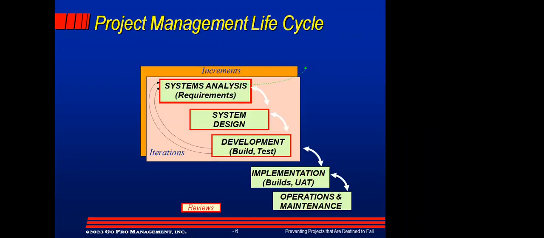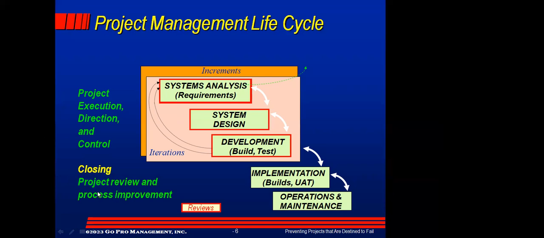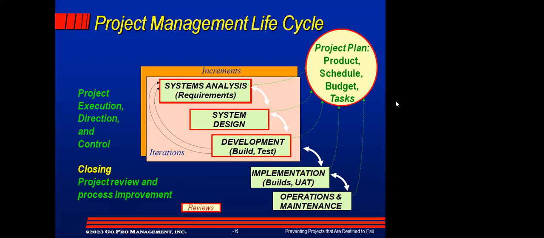So many of you are familiar with the SDLC, the system or software development lifecycle: analysis, design, development, implementation, and then operations and maintenance. And many of you are also aware that there is a corresponding project management lifecycle, the main part of which is directing and controlling the execution of the project. That's the biggest part of project management. And then at the end, there's typically post-implementation review and attempts at process improvement. So we end up defining a project, identifying what it's supposed to produce, getting a schedule and budget for it, and then developing tasks to carry it out. I'm sure that sounds pretty familiar to most of you.